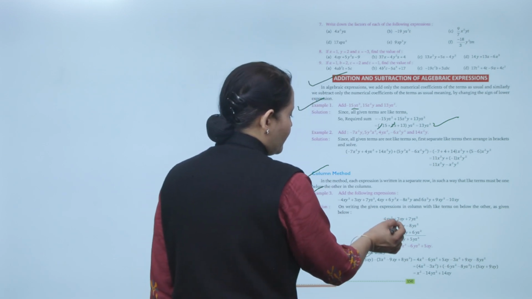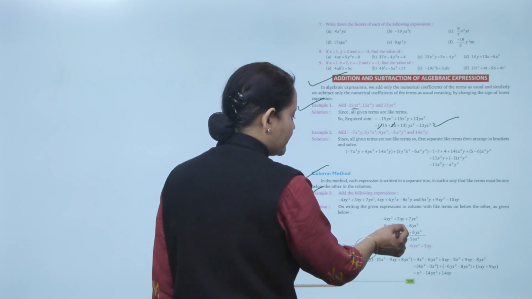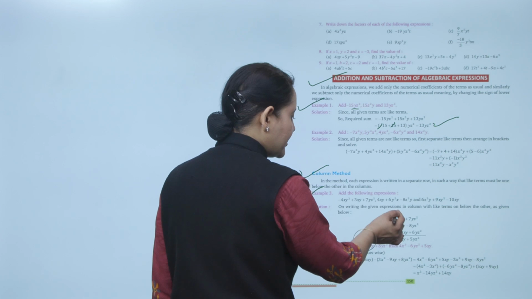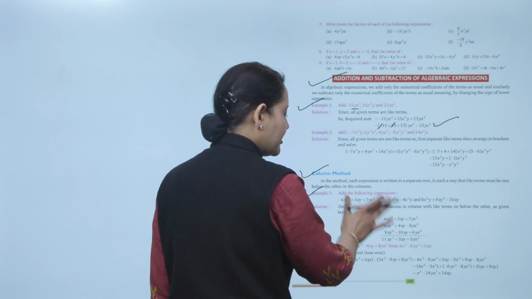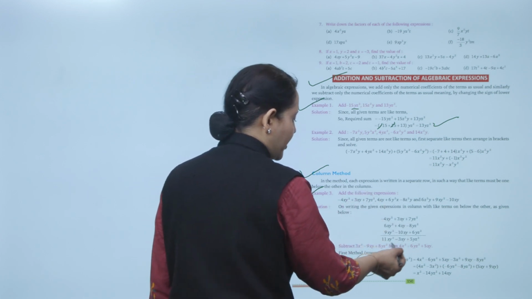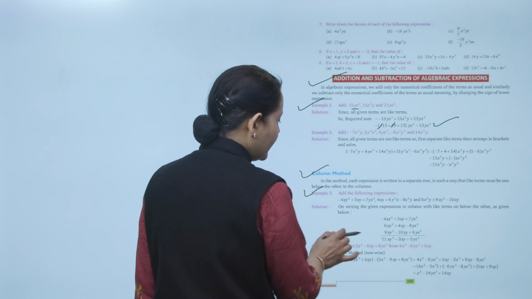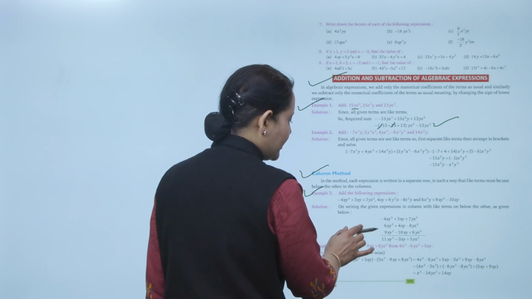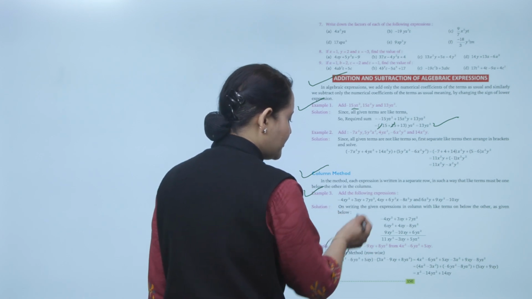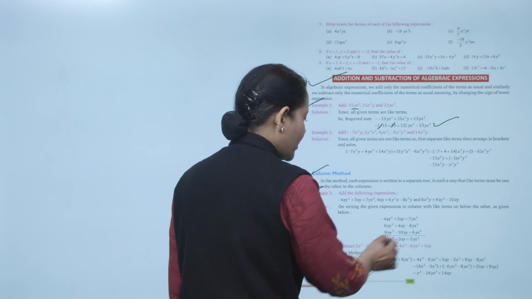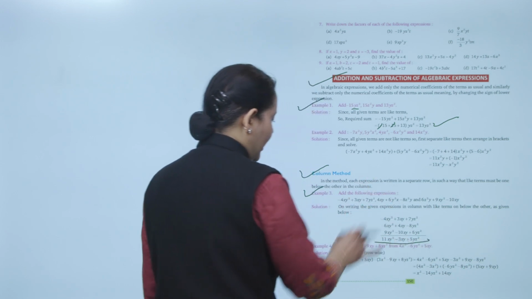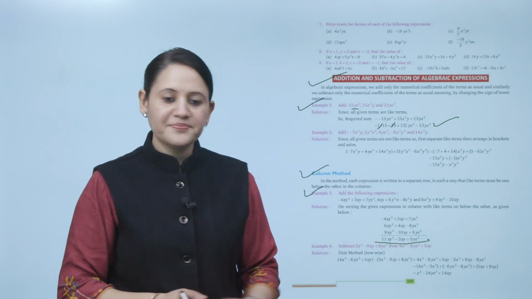Here 4 plus 3, because both are positive, that is 7, and minus 10, that means 3xy will be negative. Here 6 plus 9 we will do, that is 15, minus 4, that is equal to 11xy square. So we can add like this. Clear?